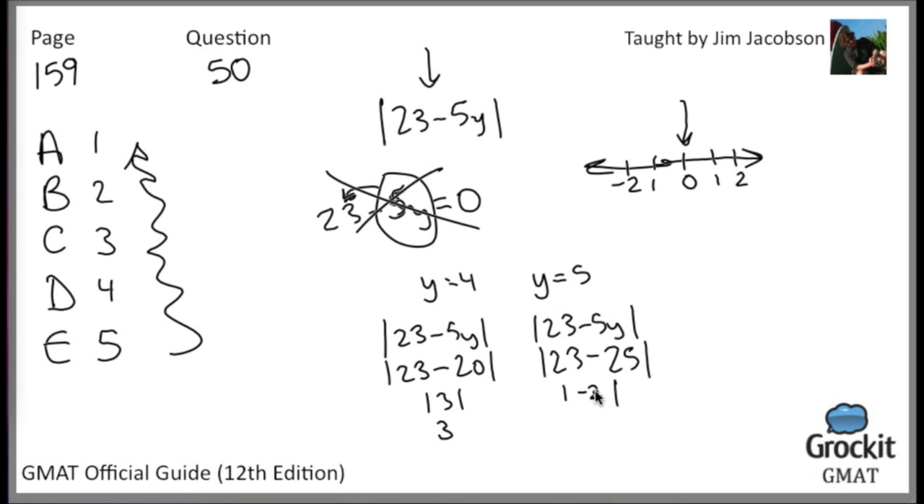But remember, with absolute value, it's a distance, so without regard to sign, without regard to direction. So the absolute value of negative 2 is 2. We wanted the lowest possible value. We got there with y equals 5 rather than y equals 4. It's possible to go over the number and still be closer because of the absolute value function. That gives us choice B. That is the smallest possible value: 23 minus 5y equals 2, as long as y equals an integer.